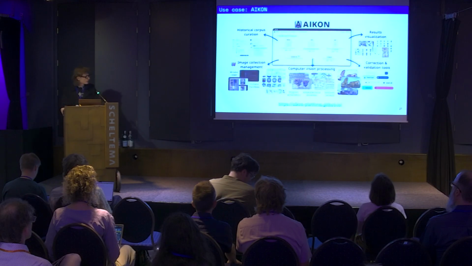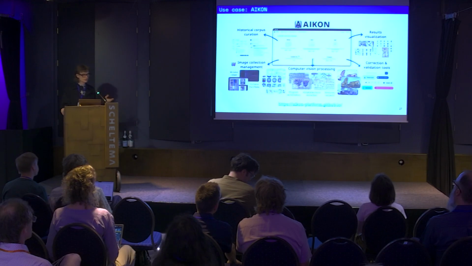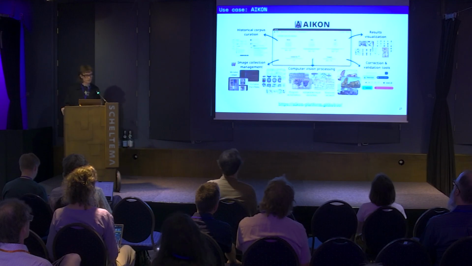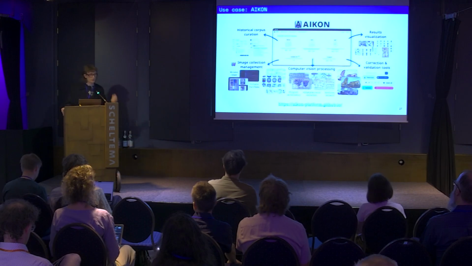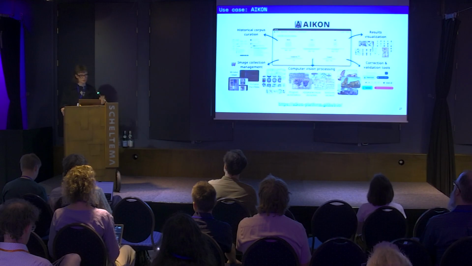To finish, aiinotate is not just a proof of concept. We do actually have a use case for it, which is IIICON. IIICON is a platform that bundles together historical corpus curation and computer vision tools. It uses IIIF throughout its entire image collection management and uses IIIF annotations to store results of computer vision experiments. For example, if you do region extraction, you're going to generate IIIF annotations. And we use aiinotate to store those IIIF annotations.